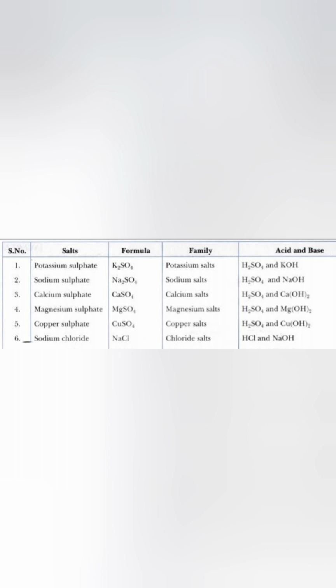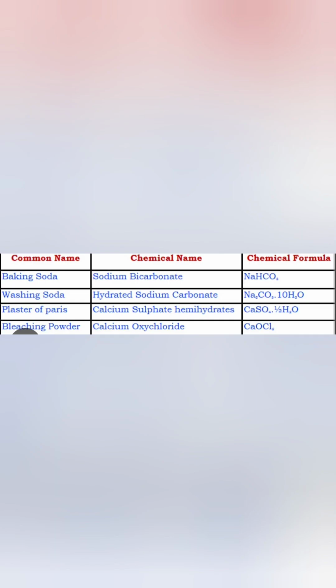A very interesting question. Do you know what we call caustic soda? What will be the formula for caustic soda? So for caustic soda, my friends, it will be sodium hydroxide, and the formula is NaOH. This table is particularly very important for board exams.